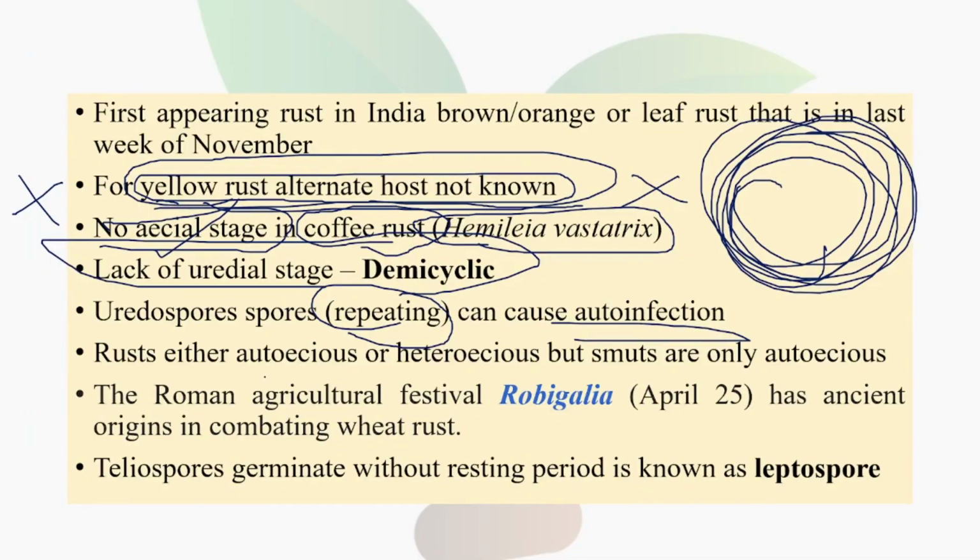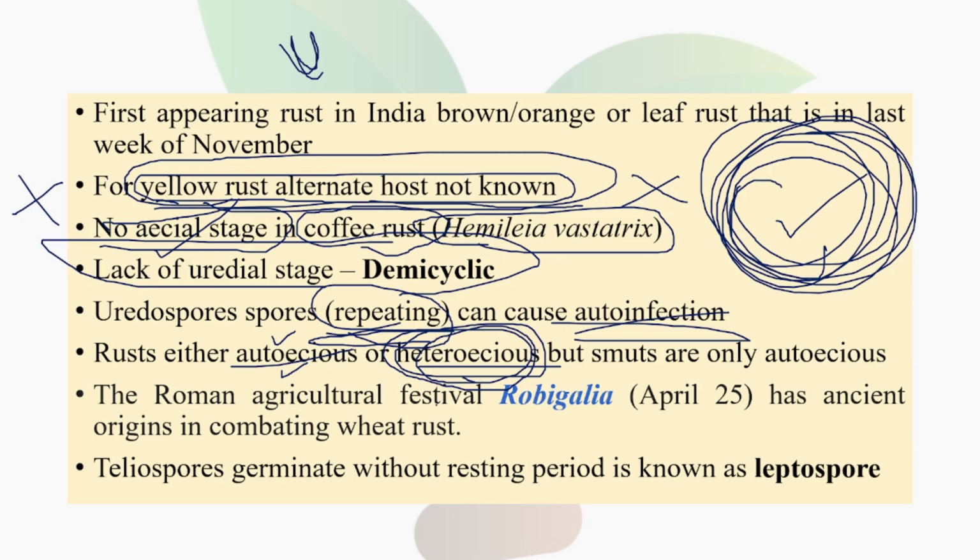Coming back to this point, urediniospores are considered repeating spores. As I told you, they can cause repeated infection, and that is auto infection. Auto means automatic, a repeated kind of infection. Okay, rusts are either autoecious or heteroecious, but in the case of wheat stem rust, it is purely heteroecious. There are a few other autoecious rusts also. For example, Uromyces species; most fall under this autoecious rust type. But heteroecious means wheat stem rust.